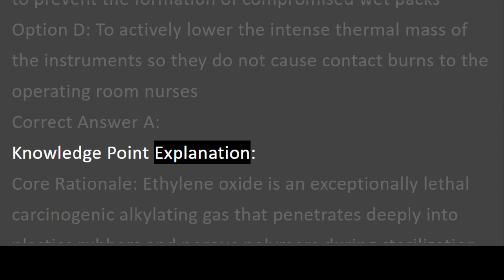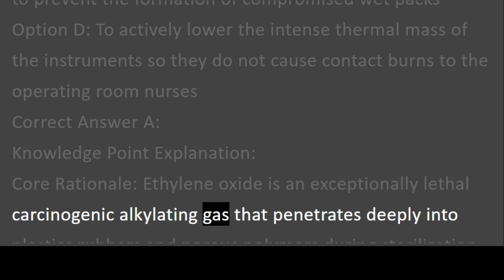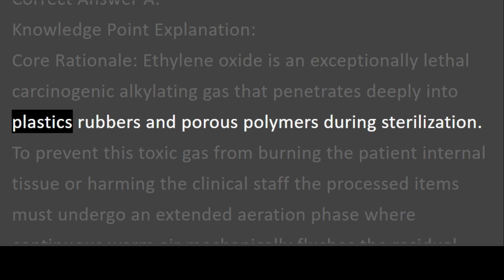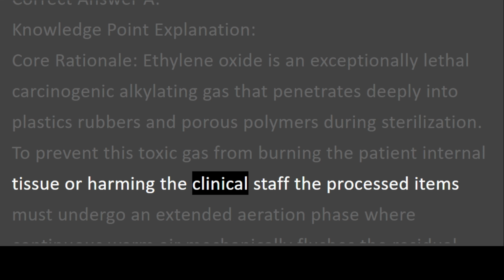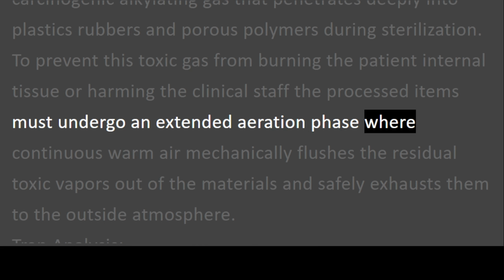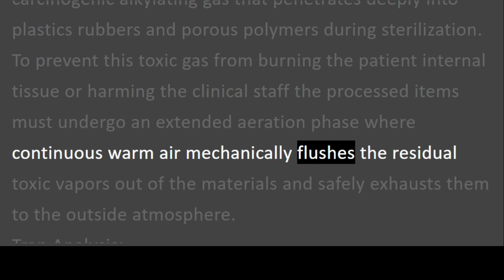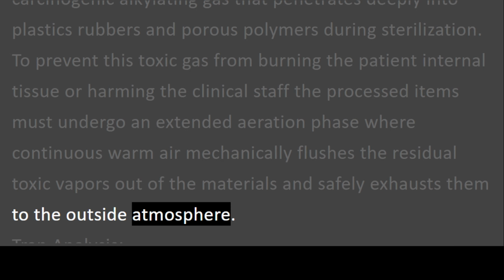Knowledge point explanation. Core rationale: ethylene oxide is an exceptionally lethal carcinogenic alkylating gas that penetrates deeply into plastics, rubbers, and porous polymers during sterilization. To prevent this toxic gas from burning the patient's internal tissue or harming the clinical staff, the processed items must undergo an extended aeration phase where continuous warm air mechanically flushes the residual toxic vapors out of the materials and safely exhausts them to the outside atmosphere.